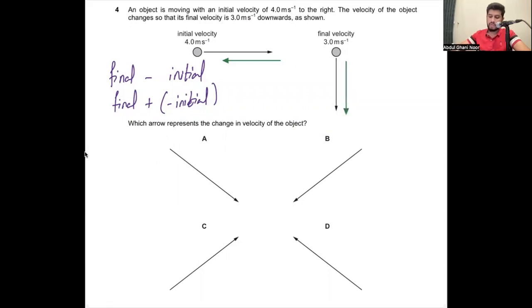What do I need to do next? Final plus minus initial, and that gives you the resultant. So this is the direction of our resultant R, which is represented by option B here. Is this clear? Any questions? Can I repeat? Yes.